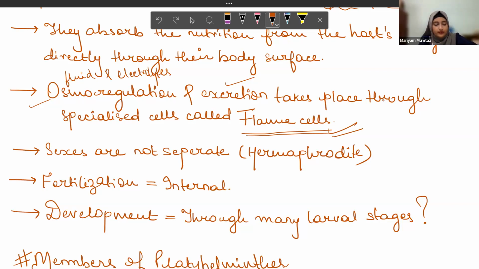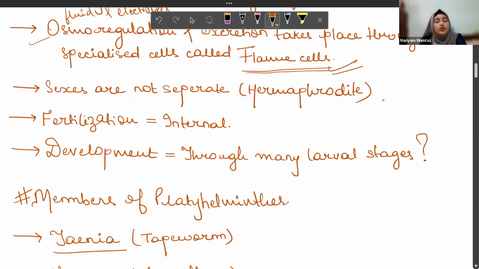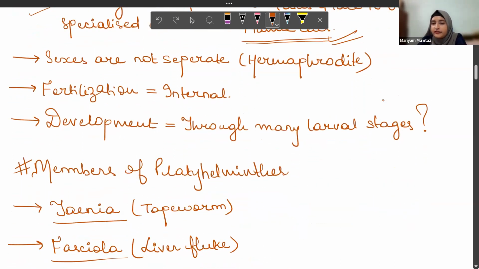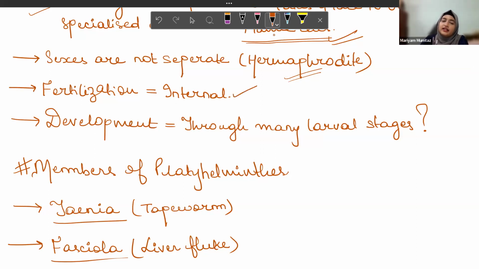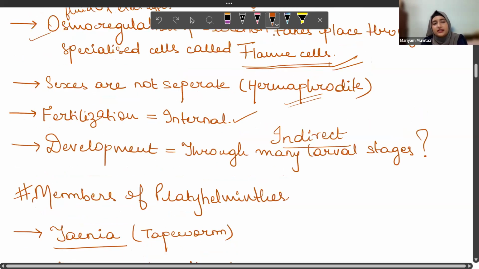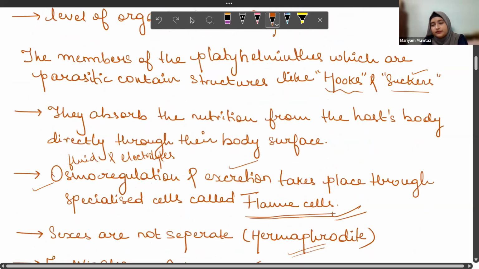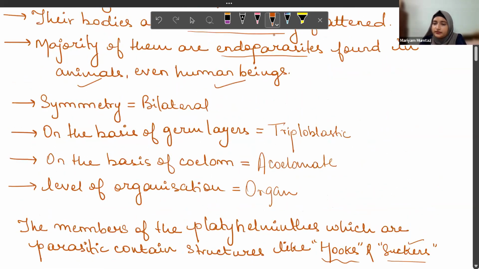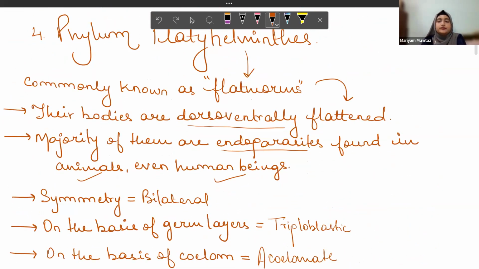Okay. All right. The sexes are not separate, meaning they are hermaphrodites. The fertilization is internal in them. And their development is also indirect, meaning they have many larval stages. So is this phylum clear to you? Everything about this is clear? Any doubts?